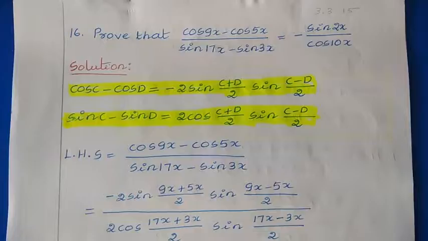In this video, I am explaining the solution of exercise 3.3, question number 16 to 20 of chapter 3, Trigonometric Functions. Question number 16, prove that (cos 9x minus cos 5x) divided by (sin 17x minus sin 3x) is equal to minus sin 2x divided by cos 10x.